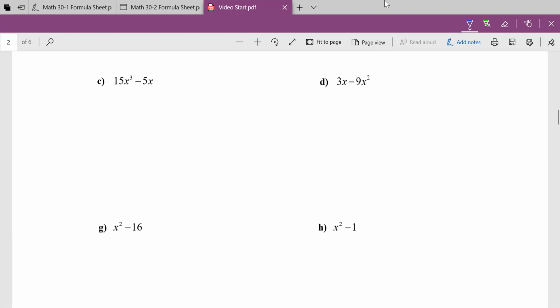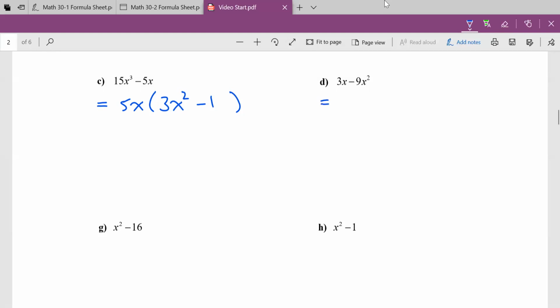Okay, let's try another couple. Greatest common factor of 15 and 5 is 5. Greatest common factor of x cubed and x is x. What do we have left in our binomial? Well, 3x squared minus 1.